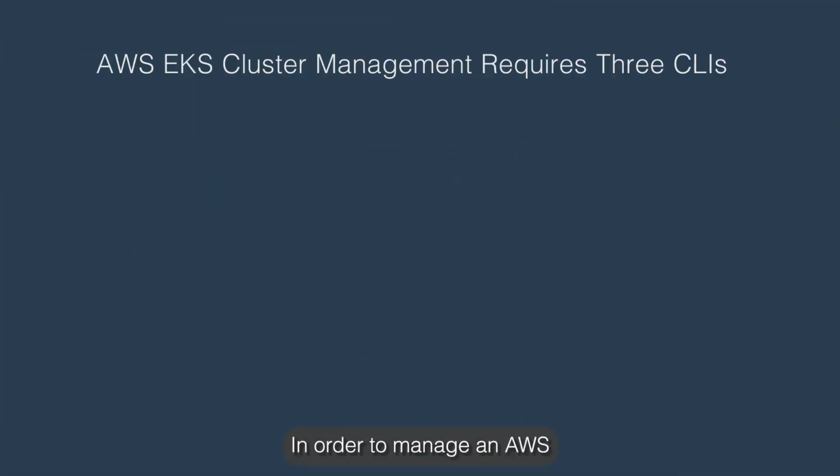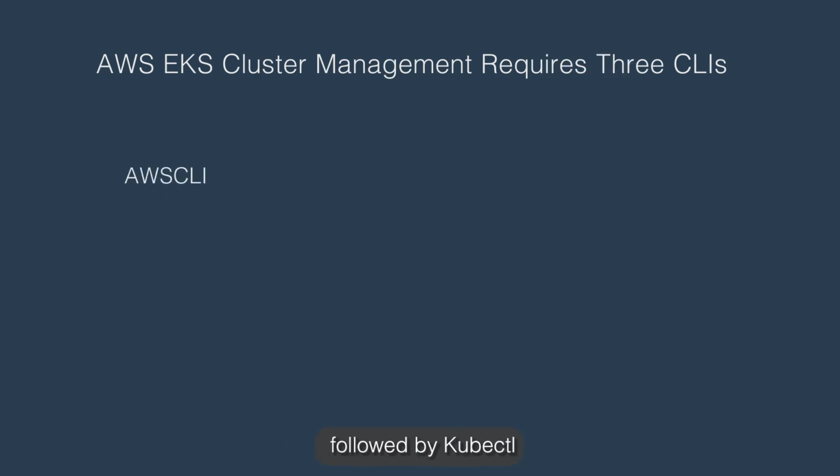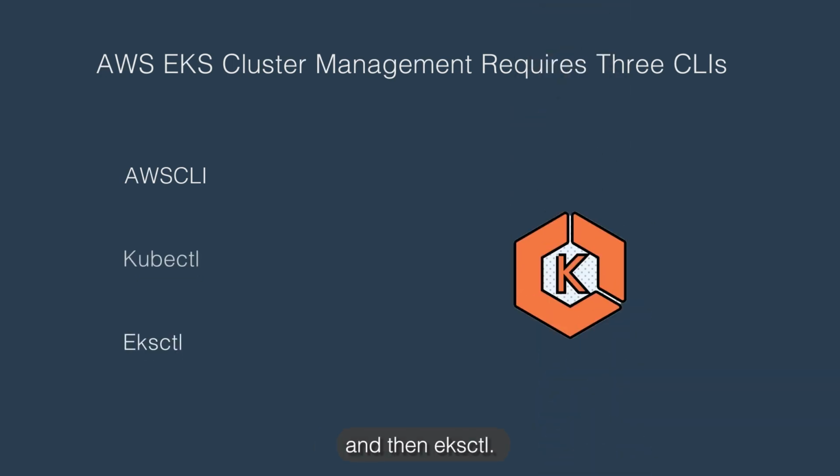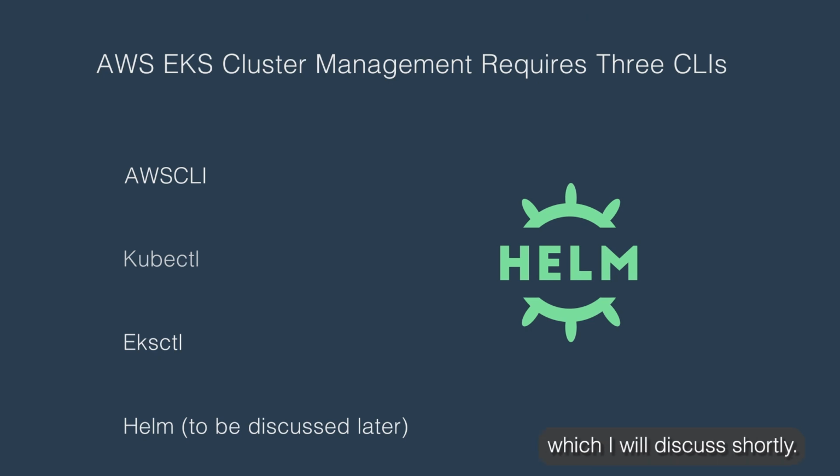In order to manage an AWS EKS cluster, we will need to install three types of command line interface. The first one is AWS CLI, followed by Kubectl, and then EKSctl. However, when working with a Kubernetes cluster, there's also another tool called Helm, which I will discuss shortly.